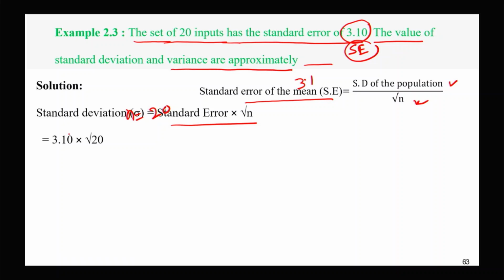Standard error of mean is given, 3.10, and n is given, under root 20 individual, and the standard deviation is 13.86. Okay, and one thing we should remember: the standard deviation has a unit.